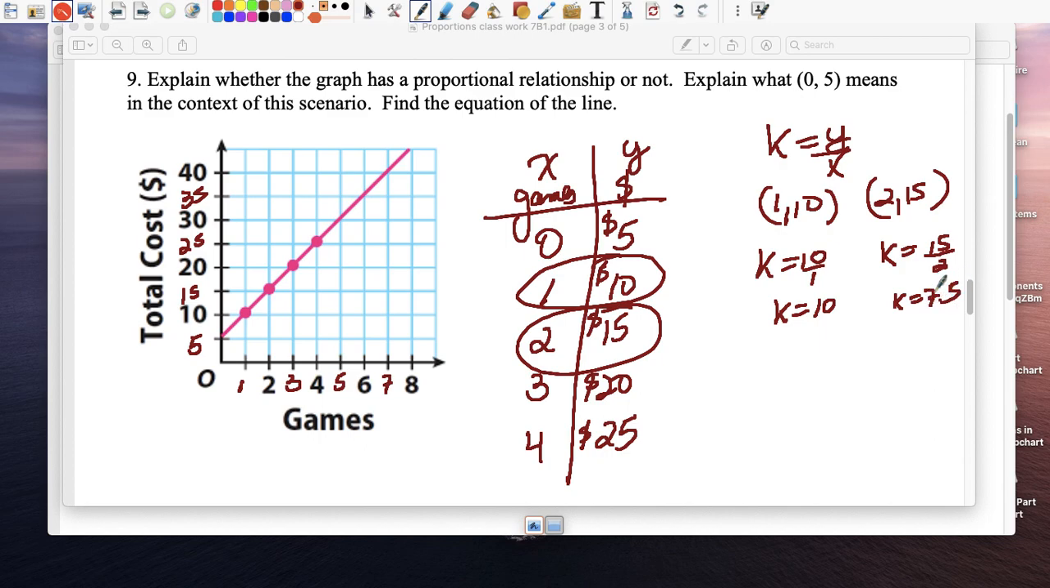So obviously, not proportional. We already knew that, but now I have more proof. So, what does 0.5 mean? How is it that I played 0 games and I'm already down $5? What would be an explanation in the context of this story? Well, it could be that I went to an arcade.